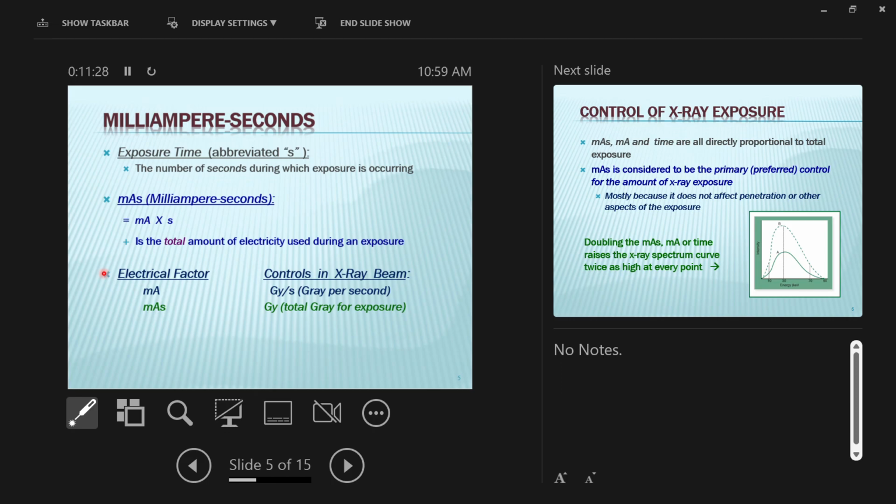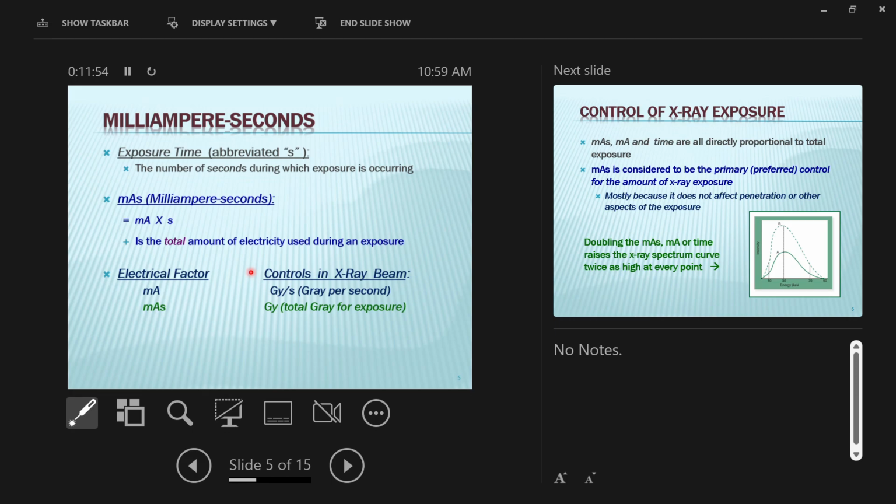It's an electrical factor: milliamperage and time, right? Exposure time and milliamperage. But what it controls is the exposure. It directly affects the exposure to the patient, okay? Doubling the milliamperage or doubling the mAs will double the patient's X-ray exposure. Because what are you doing? You're doubling the number of X-rays in the beam.